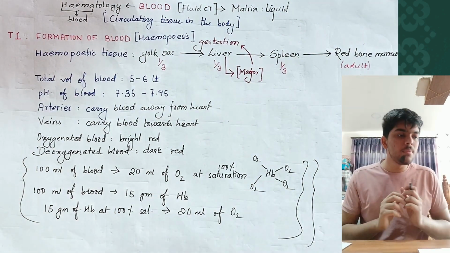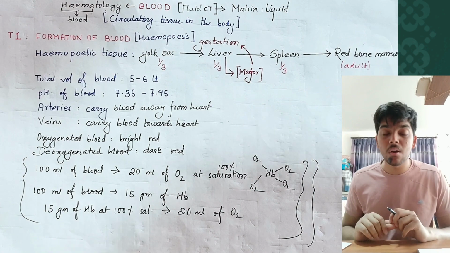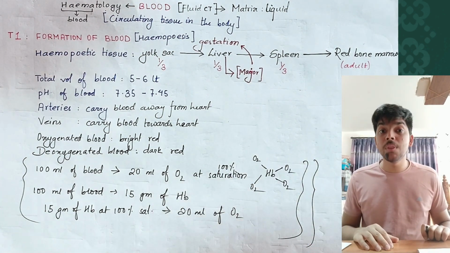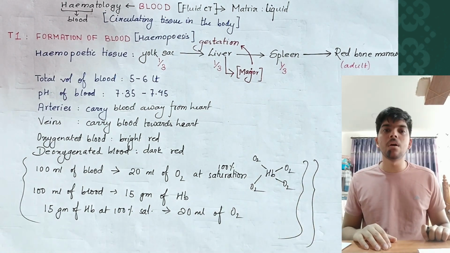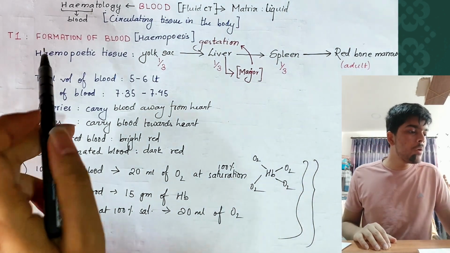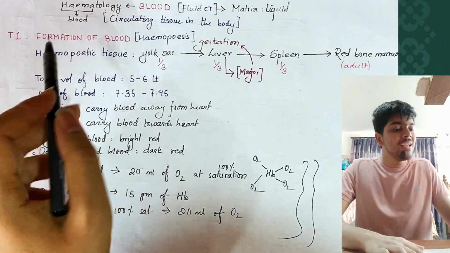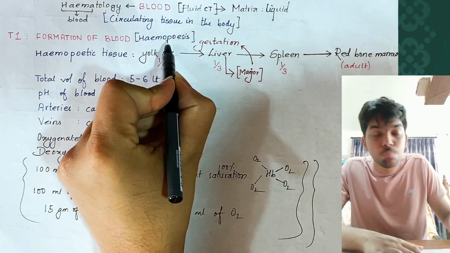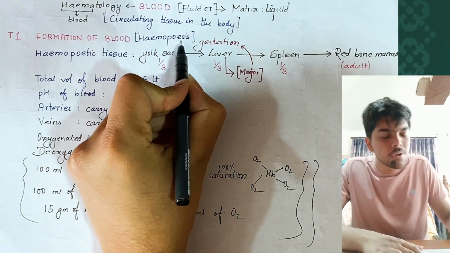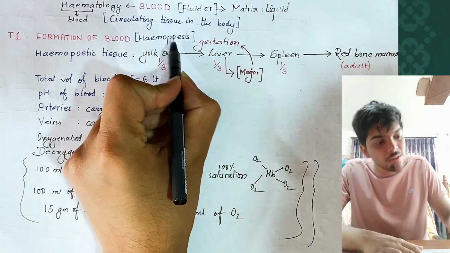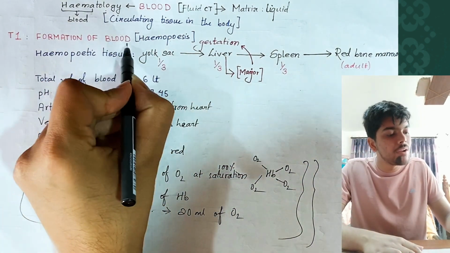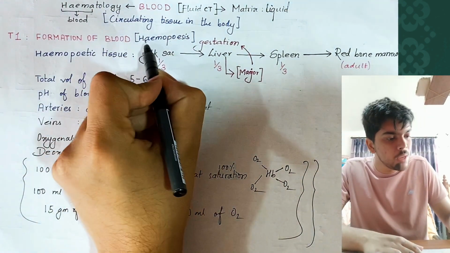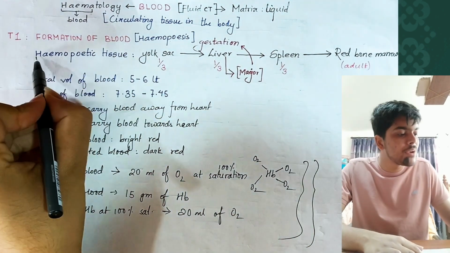We are going to study blood, or we are going through hematology under various topics one by one. So let's begin with the first topic, which is the formation of blood. The formation of blood is known as hemopoiesis, where the part hemo refers to blood and poiesis refers to formation. So the formation of blood is known as hemopoiesis.